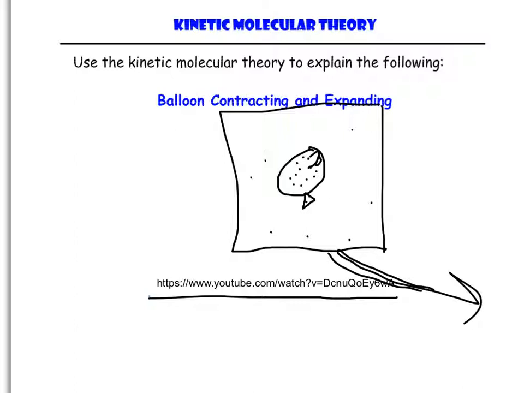And so this balloon is actually going to start to expand. So this balloon is going to get larger and larger and larger. And that is a good relationship of pressure versus volume. As the pressure on the outside decreased and the pressure on the inside increased, the volume of the balloon expanded.